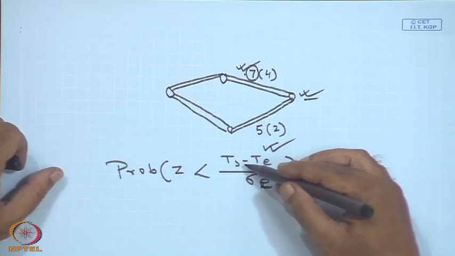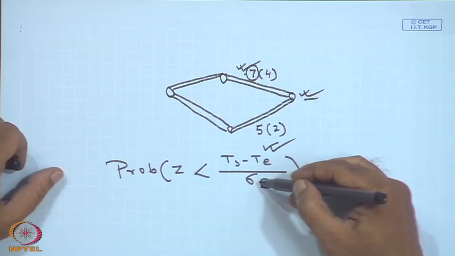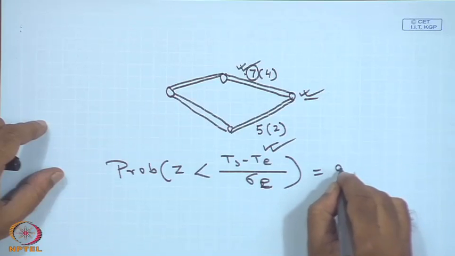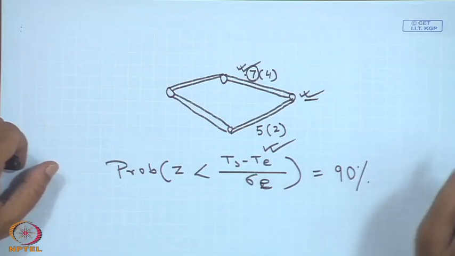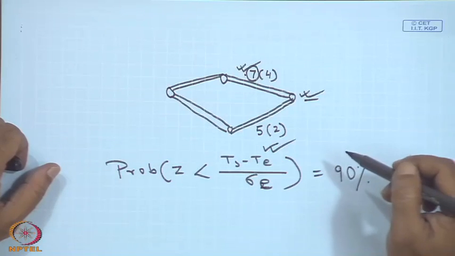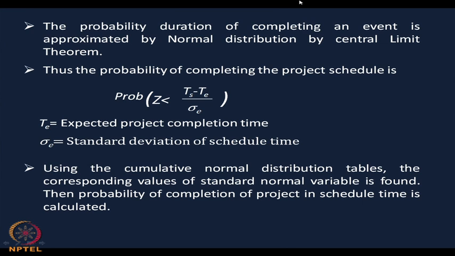We have told Ts is your expected project completion time, and sigma e is the standard deviation of the schedule time. So, I may say that there is a 90% chance that the project will be completed, then what will be the value of Ts? Using the cumulative normal distribution table, from that table we can find out the corresponding value of the standard normal variable. Then, the probability of completion of the project in schedule time we can calculate from there itself. So, these are the three things.